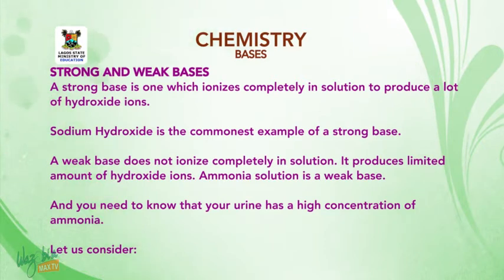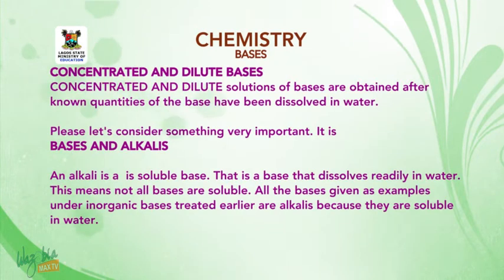Let us consider concentrated and dilute bases. Concentrated and dilute solutions of bases are obtained after known quantities of the base have been dissolved in water. Please let's consider something very important: bases and alkalis. An alkali is a soluble base, that is, a base that dissolves readily in water. This means not all bases are soluble. All the bases given as examples under inorganic bases treated earlier are alkalis because they are soluble in water.